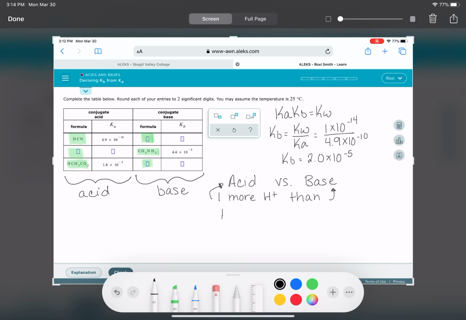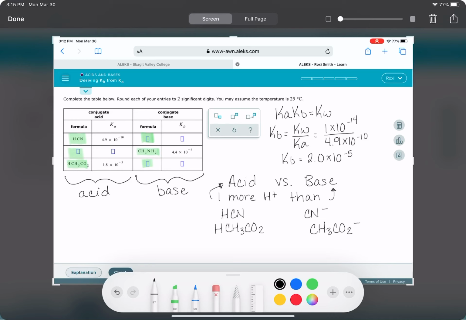So if your acid is HCN, your base has to have 1 less hydrogen, CN, and it also has to be decreased by a charge of +1, going from 0 to -1 in this case. If your acid is HCH3CO2, the base has 1 less hydrogen. So let's go CH3CO2. And we've also taken away a positive charge. So we go from 0 to -1.